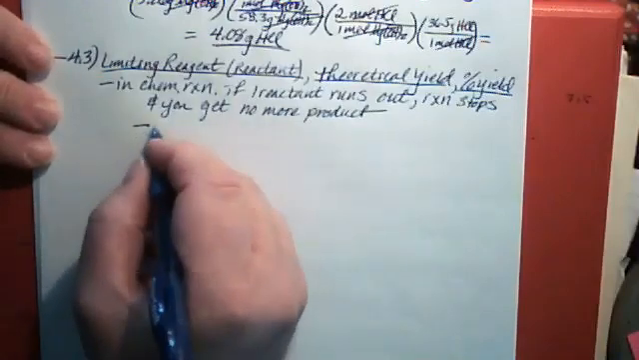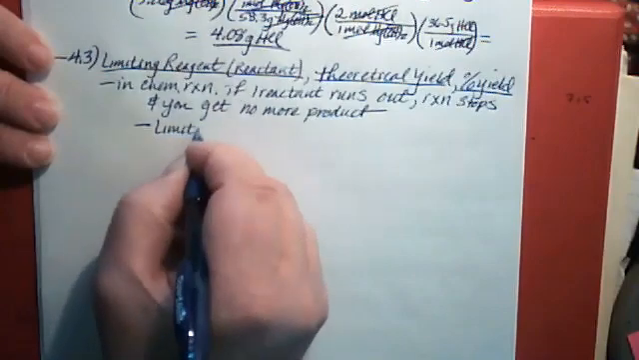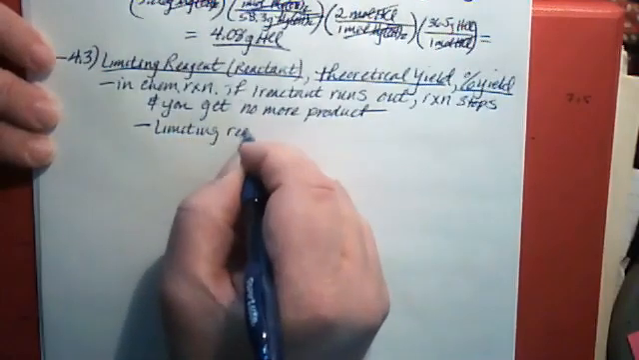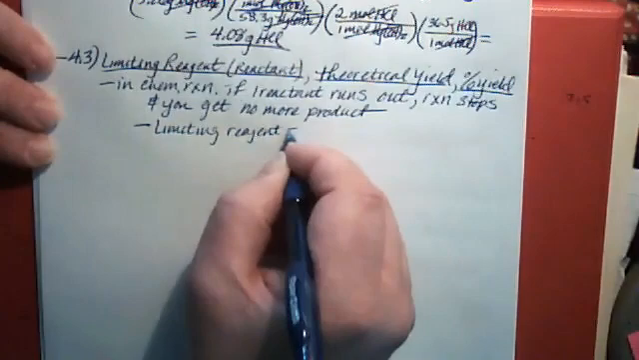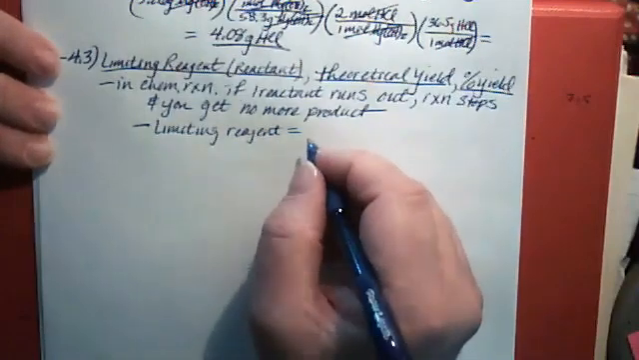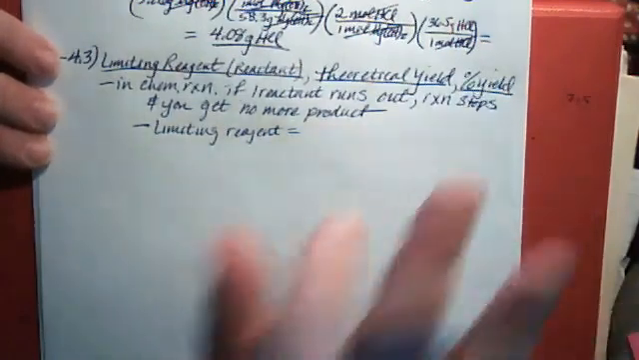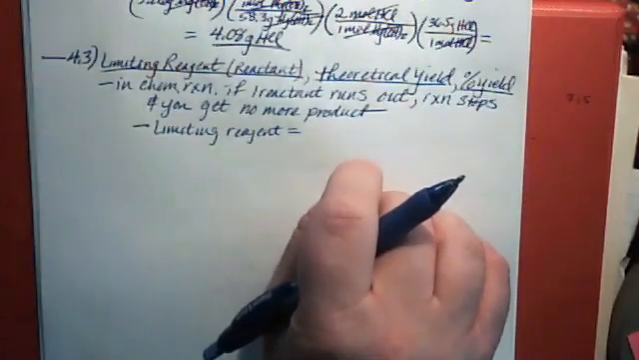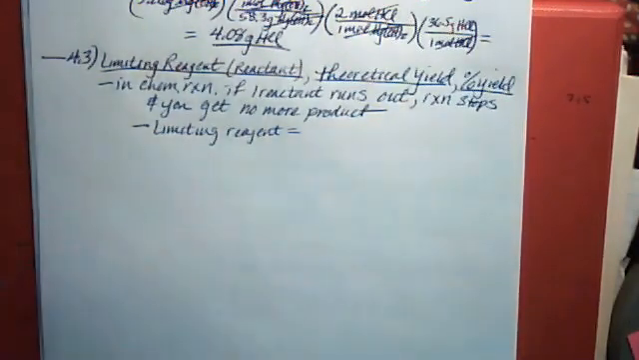The limiting reagent is the reactant present in the smallest quantities relative to what is required by the stoichiometry and the amounts of the other reactants.